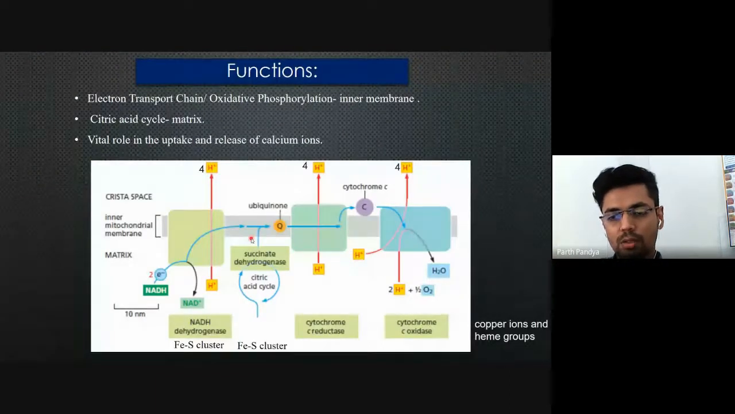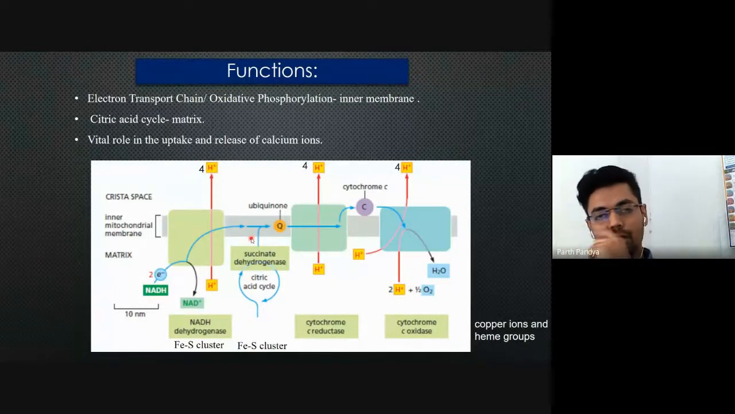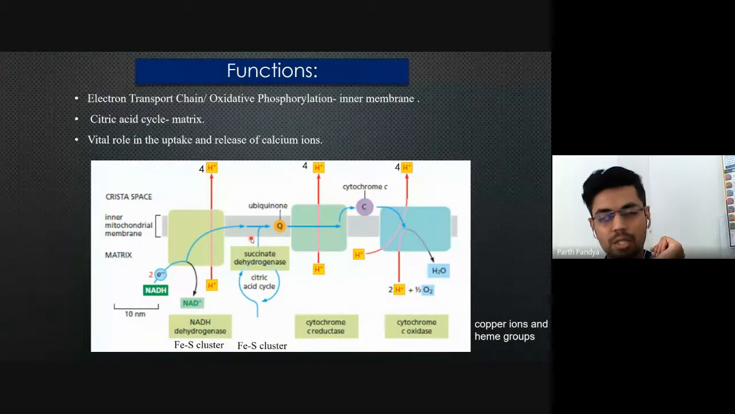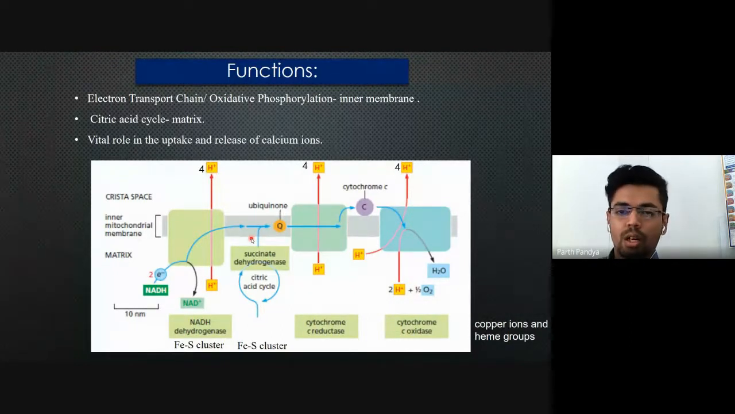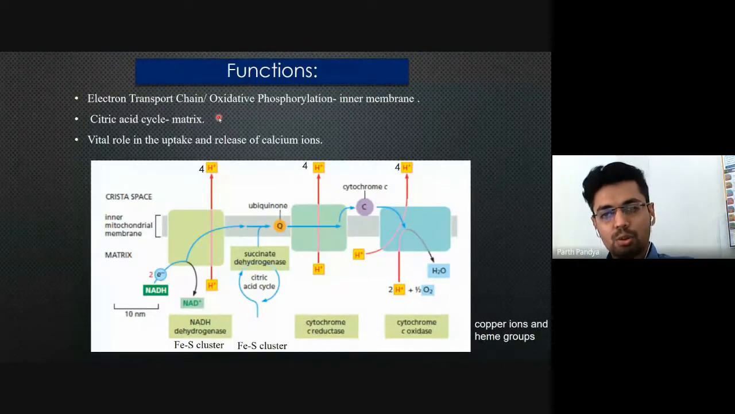So with this, we come to the functions of mitochondria. Electron transport chain and oxidative phosphorylation are major functions found in the inner membrane and the cristae. The citric acid cycle is done mainly in the matrix, and in various cell types mitochondria also take up and release calcium ions, apart from the endoplasmic reticulum, which sequesters calcium. This leads to one of the important functions, the oxidation reduction reaction: the electron transport chain or oxidative phosphorylation occurring in the mitochondria.